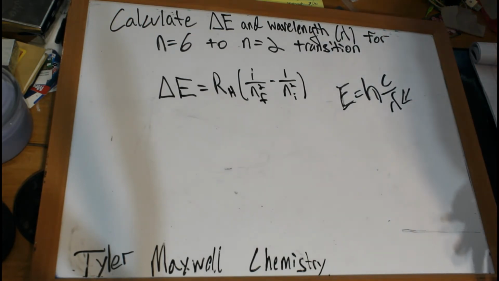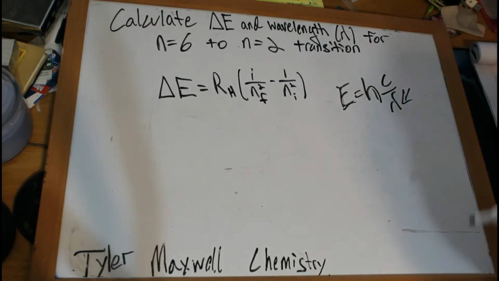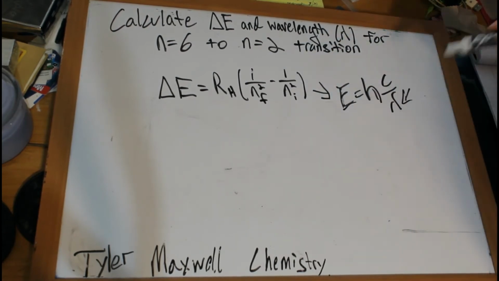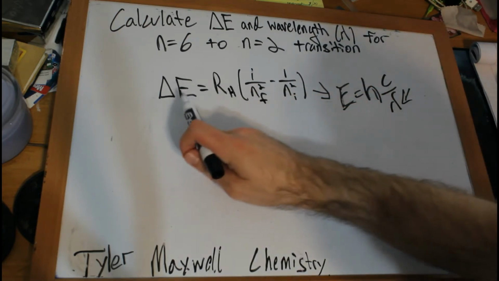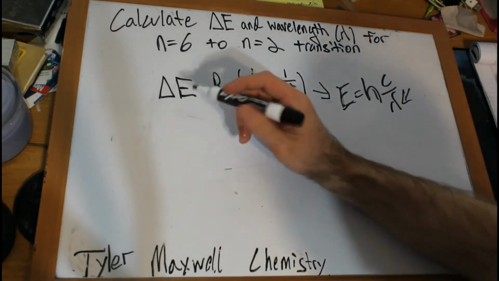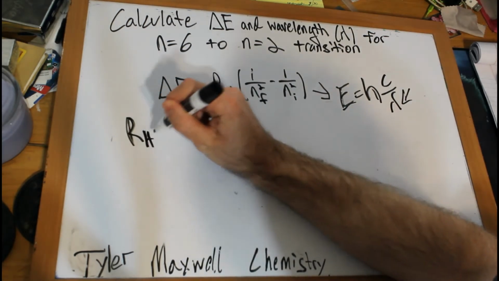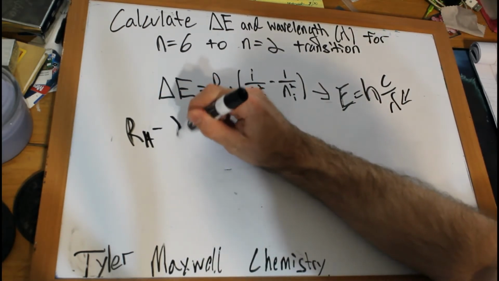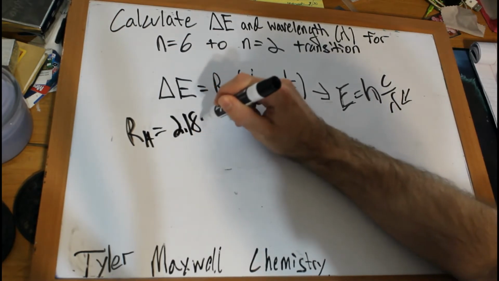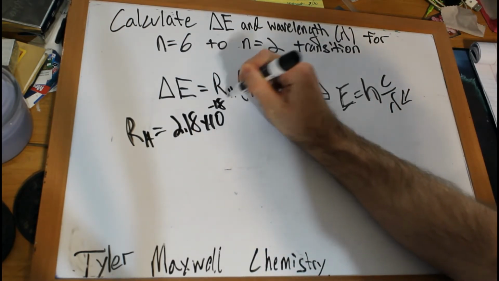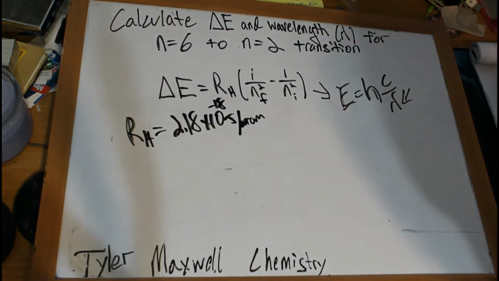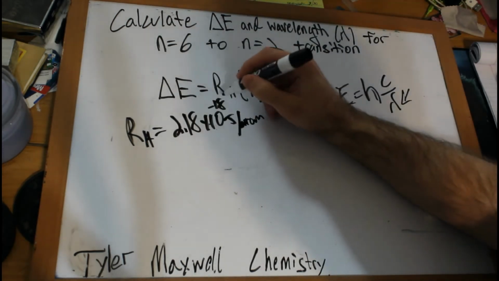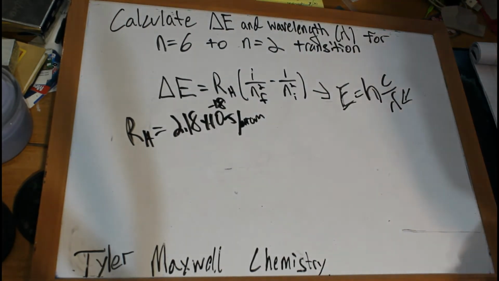So basically we can solve for the wavelength of light by first solving for energy and then plugging that energy in here and then solving for wavelength. So in this equation we have the change in energy is equal to RH. RH is Rydberg's constant, and that's 2.18 times 10 to the negative 18 joules per atom. So it's just a constant. You guys won't have to remember that on a test or anything. That'll generally be given to you guys.